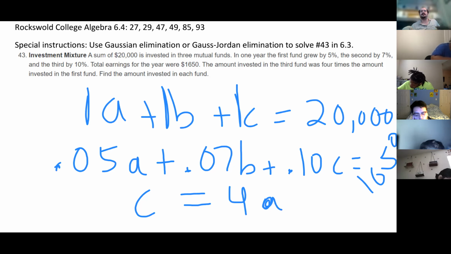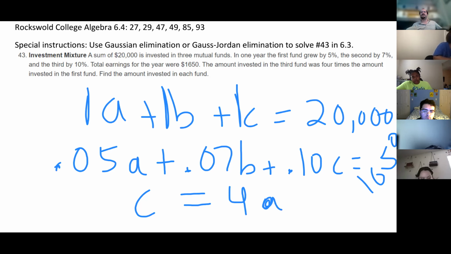Is it 5A plus 7B plus 10C equals 1650? You have to convert those to decimals since they're percentages. So 5 should be 0.05. So it should be 0.05A plus 0.07B plus 0.10C equals 1650. Okay. The last one we have is C equals 4A.